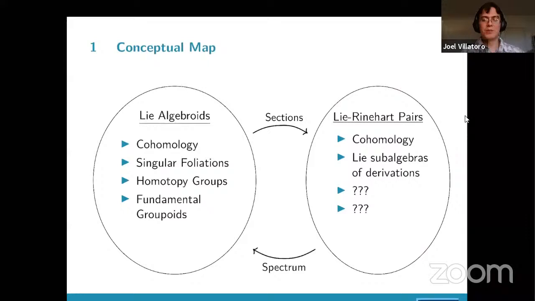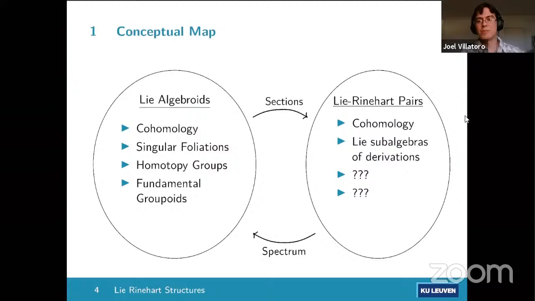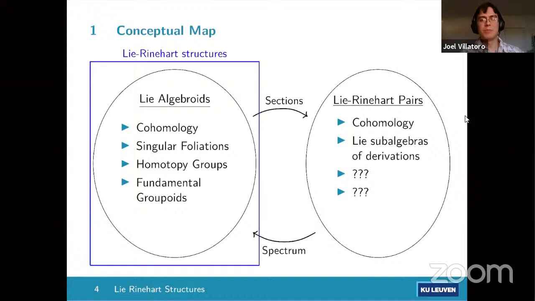Going the other way, you have something maybe less well known or less obvious: a spectrum operation. But the one problem is that it's not exactly clear that if you take the spectrum of something, you end up with a Lie algebroid. This is something that happens naturally in algebraic geometry. The spectrum of a ring is not a manifold, it's something else. And the spectrum of a module is not necessarily a vector bundle, it's going to be a sheaf. So in order to make sense of this, we have to put a big box around Lie algebroids. We'll call them Lie-Rinehart structures, which are the sheaf version of Lie algebroids.